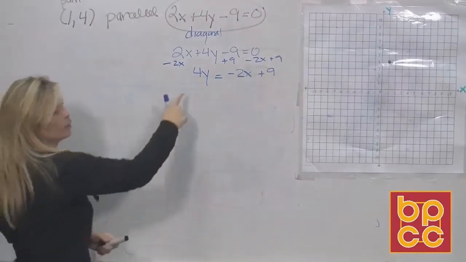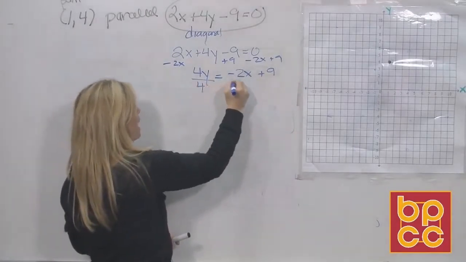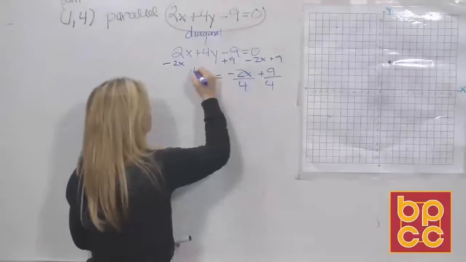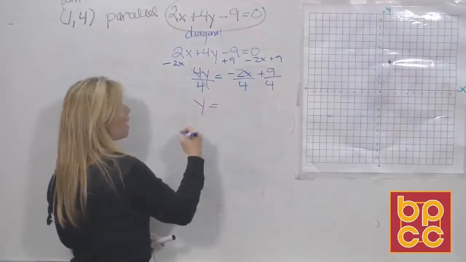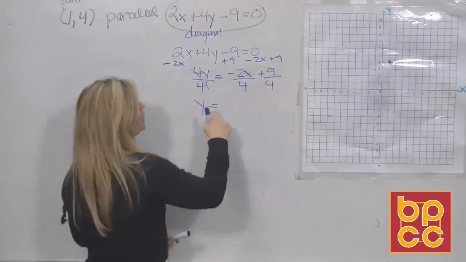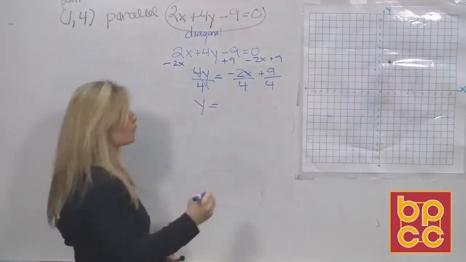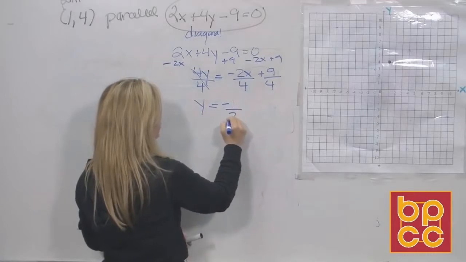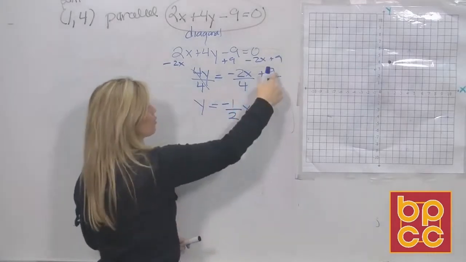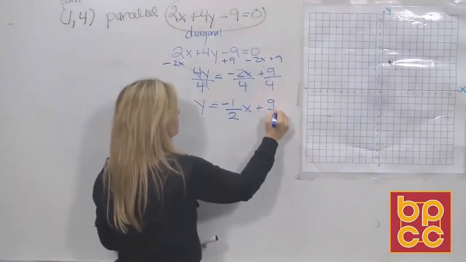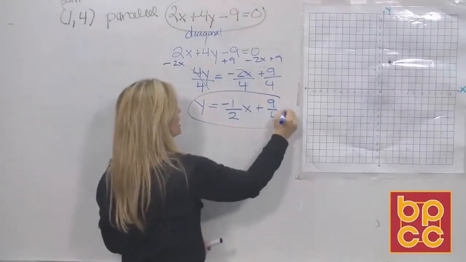But we're not done. Y is not by itself. So we're going to divide by 4. So this equation of this diagonal line, and the way we like to see it, is y equals. Can I keep negative 2/4? No, it's a fraction. It's got to be reduced to negative 1 over 2 x. Can you reduce 9/4? Nope. Okay. So everybody look at that.